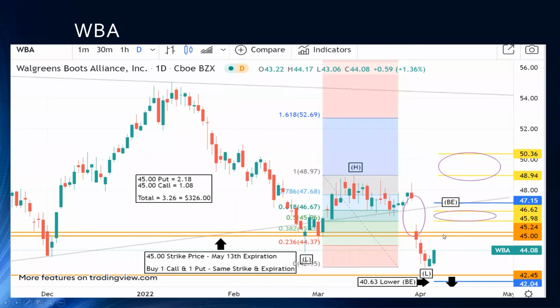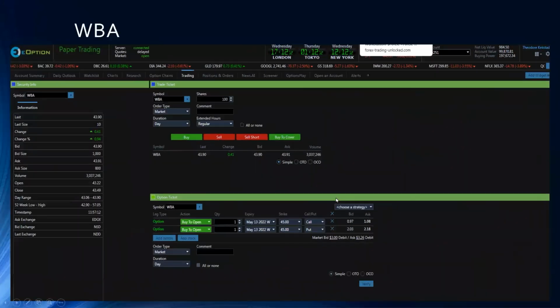All right, now let's see how this works out. So once again, with your order ticket, you have WBA, which stands for Walgreens. You have the choose your strategy. Make sure you hit straddle for this type of situation. Then you have two options laid out. You have buy to open for both of them. You have the same quantity for both of them, the same expiration for both of them. And then once again, the same $45 strike price. One is marked call, one is marked put.